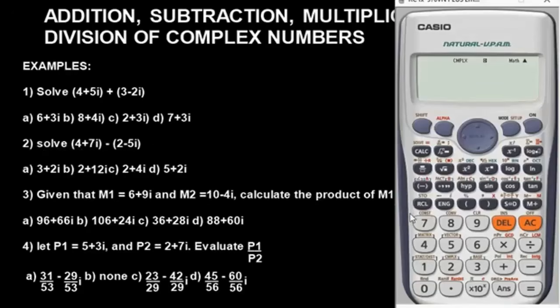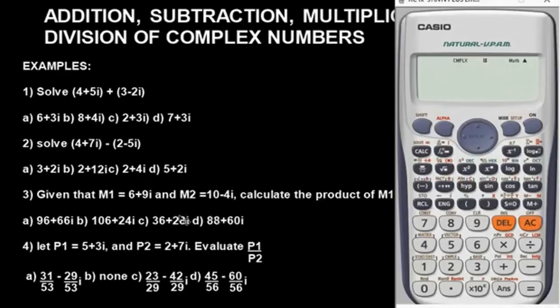Okay, let's solve example 2 now, which is the subtraction aspect of this topic. It says solve (4 + 7i) - (2 - 5i). We close the bracket. Let's press equal to and see what we get as an answer. 2 plus 12i. So the answer to this question is option B, which is 2 plus 12i. Very, very simple.